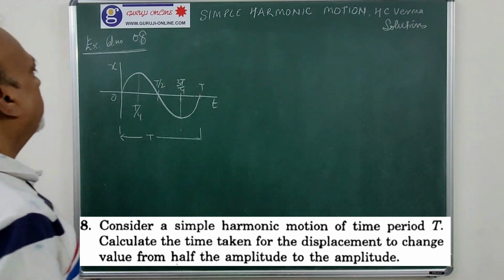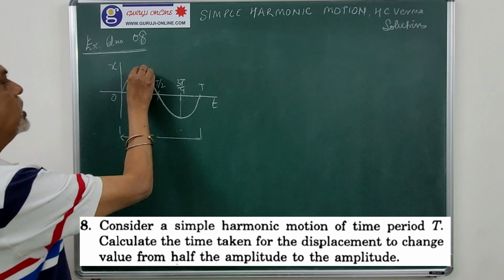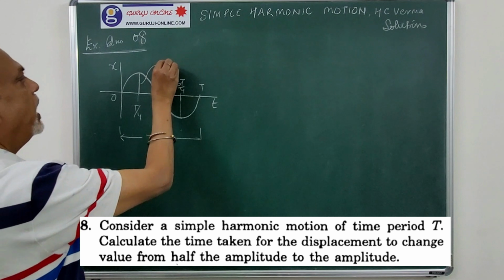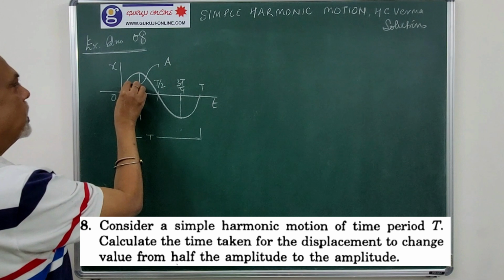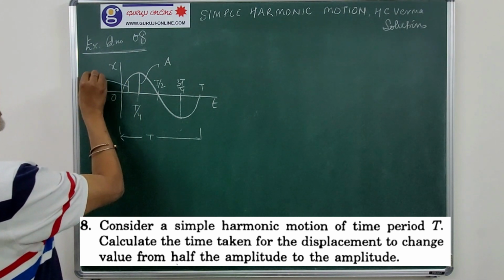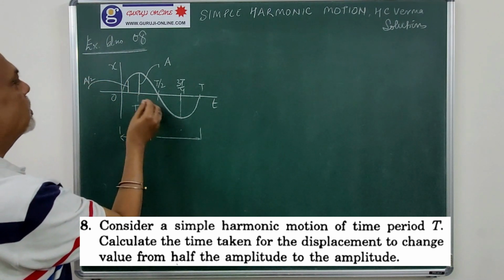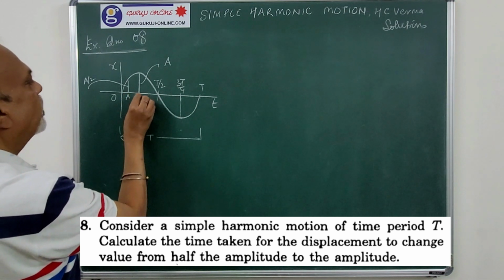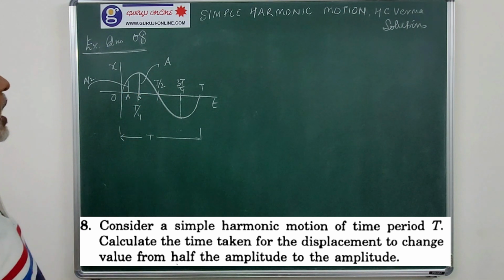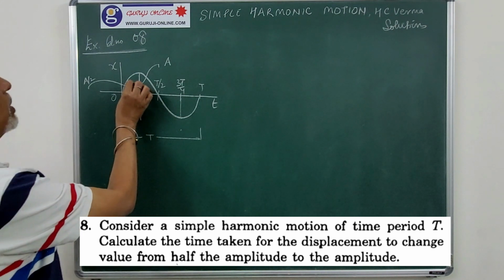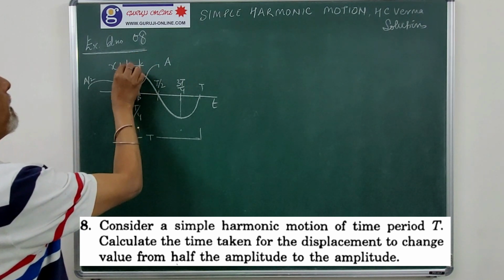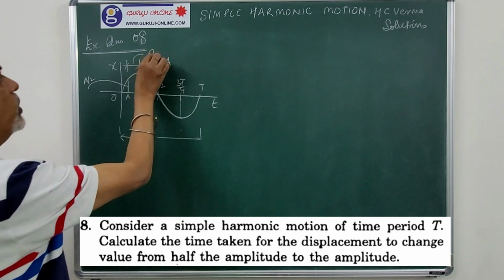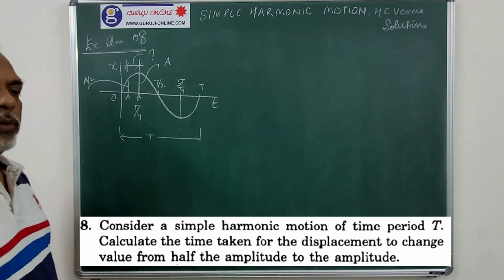Now they are asking about amplitude. Amplitude is this. What is this value? This is A. And suppose this is A by 2. This point is A and this point is B. So they are asking the time taken from A to B. This we have to find out.